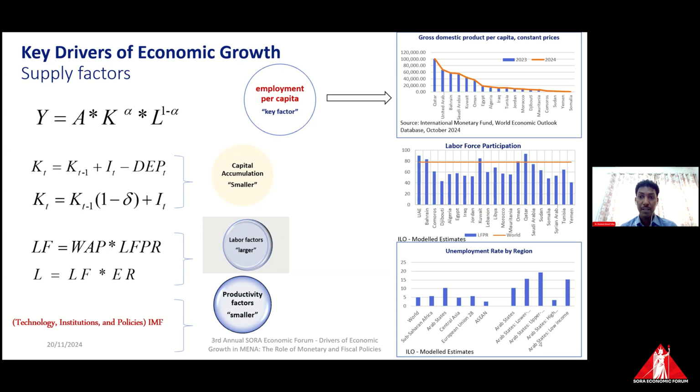In spite of this, the highest level of unemployment rate is concentrated in Arab states, which are the vast majority of the MENA region, compared to other regions across the world.